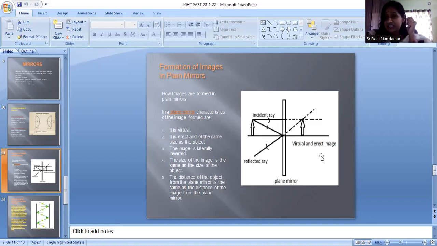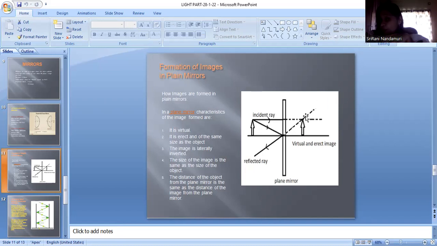You can see it here in this figure. If you observe the PPT, just see where I am crossing. This is the incident ray. I am drawing an imaginary line here, extending the line of the incident ray. This is the reflected ray. I am extending the reflected ray to the back side of the mirror.